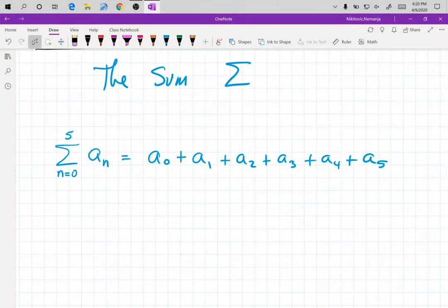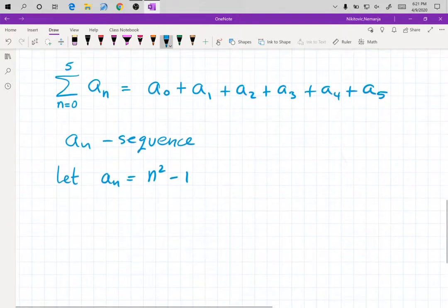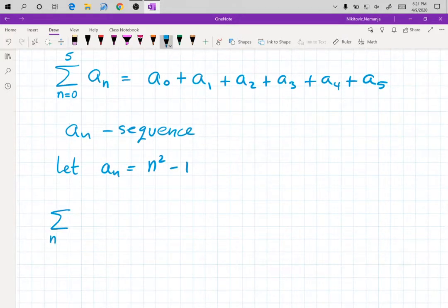So that takes care of that. You just add those values, right? Now we can have a formula because we know that an is a sequence of some kind, and that an has a formula to it. So let an be n squared minus 1. So what would be the summation n goes from 0 to 3 of an? Well, it would be the summation n equals 0 to 3 of n squared minus 1.